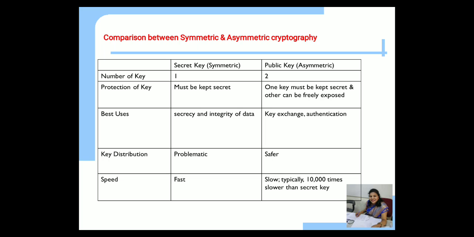The key distribution in the symmetric algorithm is problematic because since we are going to share the key on the internet, attacker can attack on that key, and in asymmetric it is safer than the symmetric algorithm. Why key distribution is safer in public asymmetric? Because we only pass one key that is public, and the private key we are not going to share. The last point is speed. Symmetric algorithms are fast, whereas asymmetric algorithms are slow, typically 10,000 times slower than the secret key.